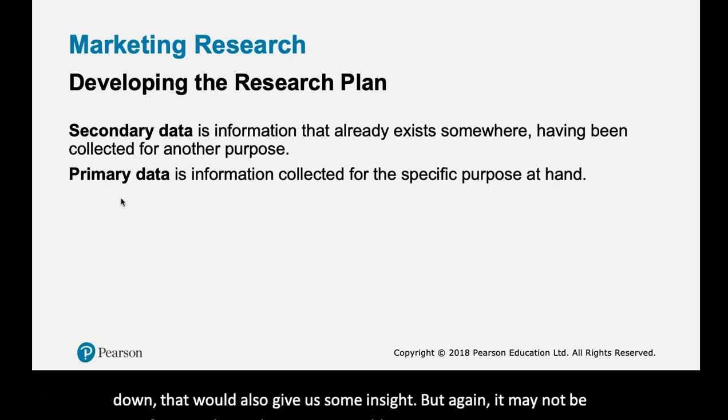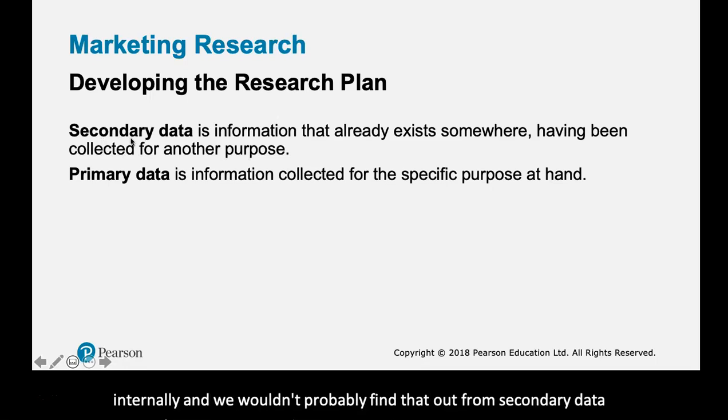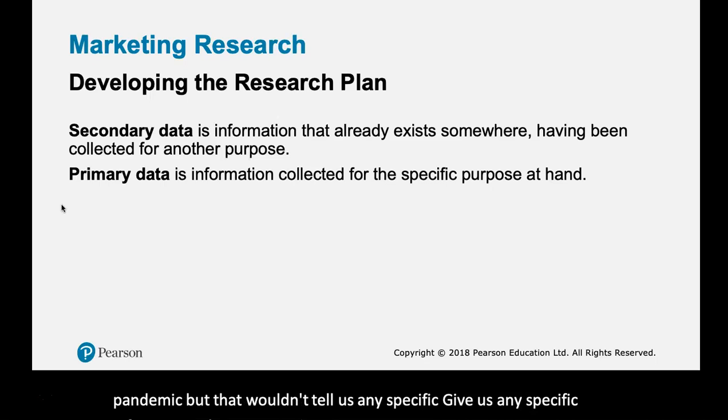Maybe our own problem is because of something we're doing internally, and we probably wouldn't find that out from secondary data. We might find out from secondary data that all retail establishments have 7 consecutive quarters of declining sales because of the pandemic, but that wouldn't give us any specific information about our own company. So we may have to collect primary data.